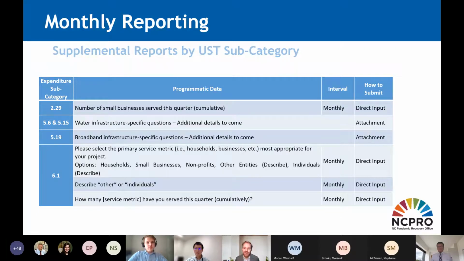For our infrastructure projects, we will need to follow up with you. There are some additional reporting elements. For water infrastructure, it's largely information that we need at the beginning of the project. For broadband infrastructure, the guidance that U.S.